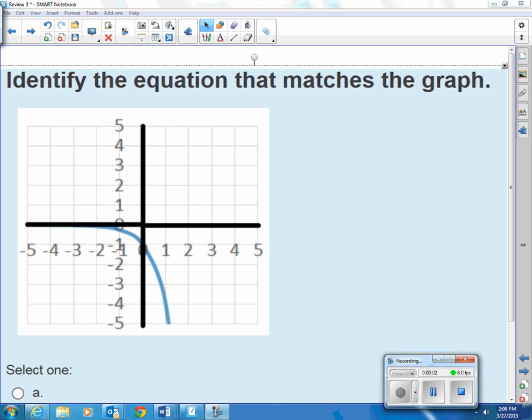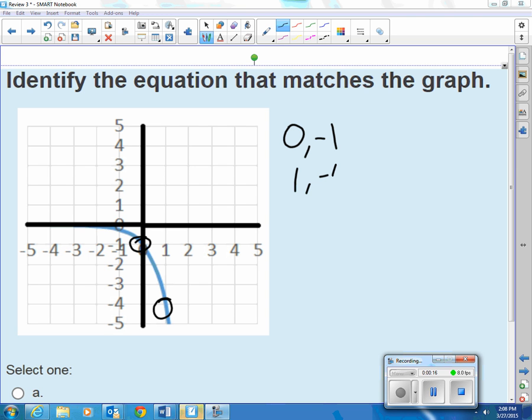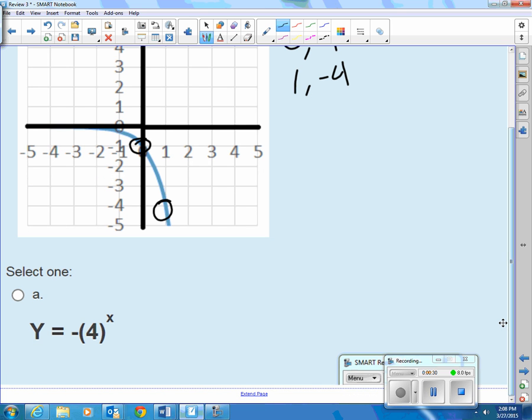Continuing review 3, identify the equation that matches the graph. Well, let's look at a couple points on that graph. They would be (0, -1) and (1, -4). So if I put a 0 into the equation, I should get a -1. And if I put a 1 into the equation, I should get a -4. So I'll start checking those numbers.